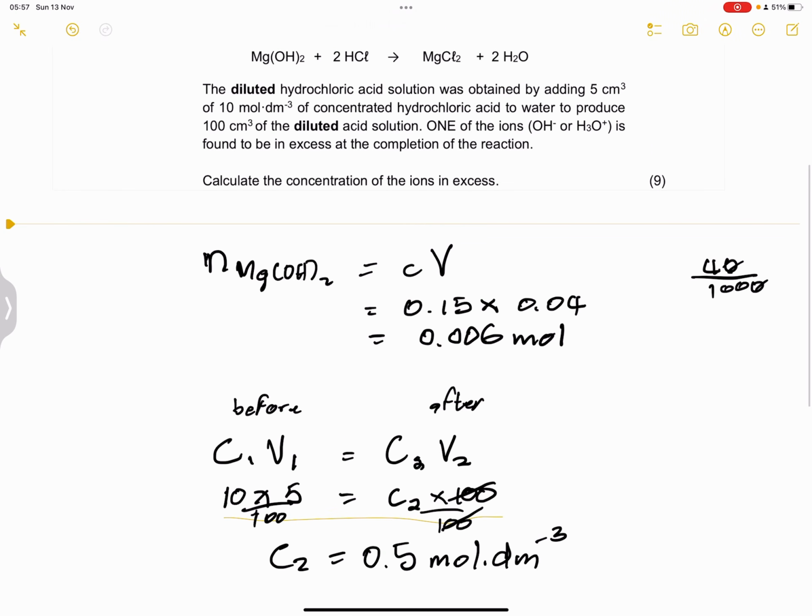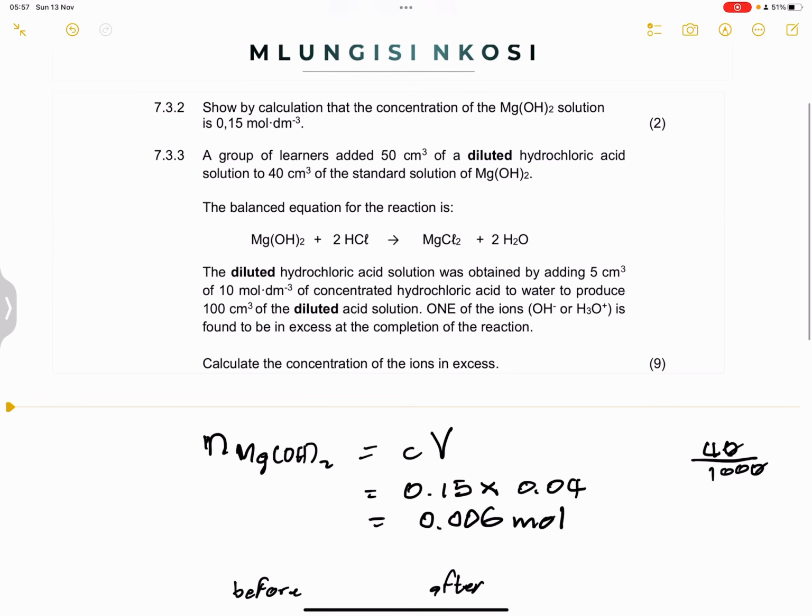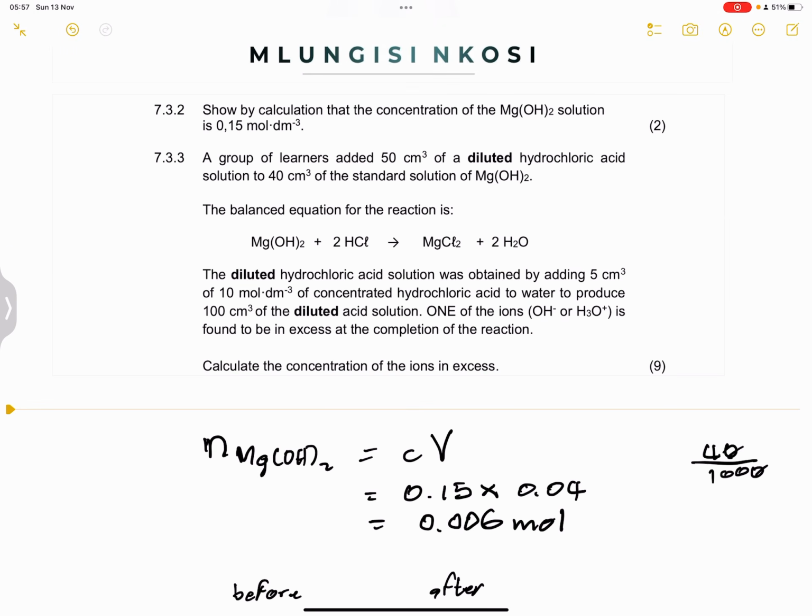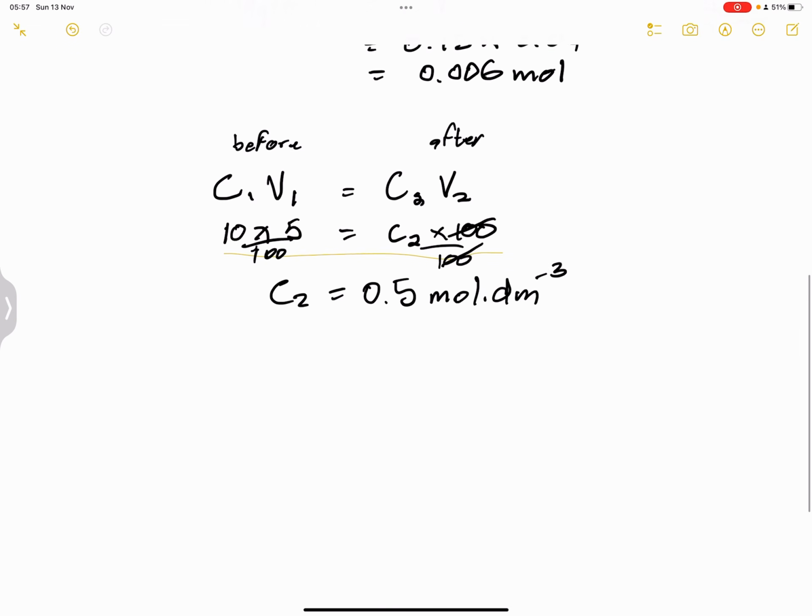But now, what do I want? I want the number of moles. Remember, they said we took 50 cubic centimeters of that dilute hydrochloric acid, right?